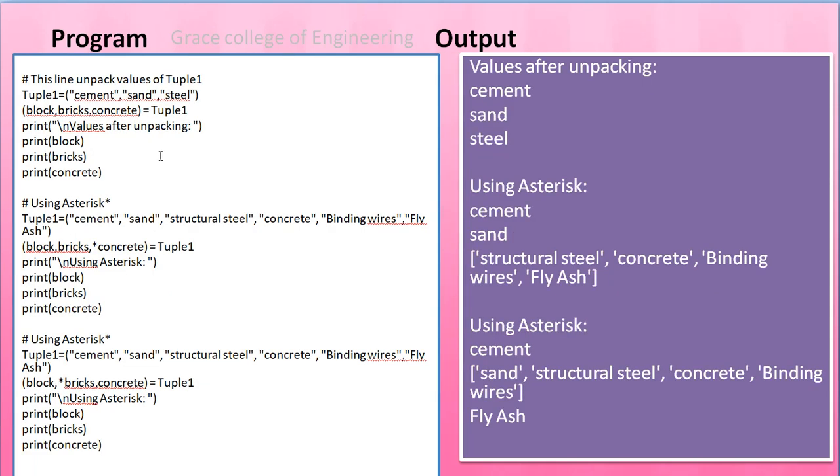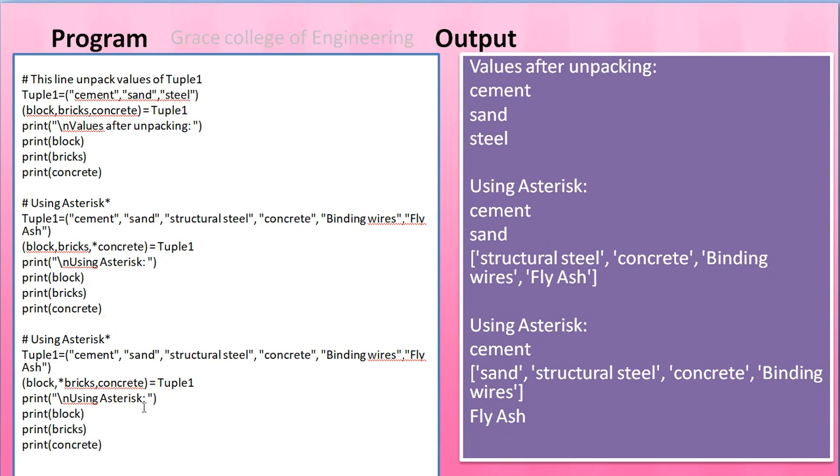The next, packing and unpacking. For unpacking, first the tuple with the variables is created and then all the elements stored in the tuple are unpacked based on that. So the block is assigned to cement, bricks is assigned to sand, concrete is assigned to steel. That will be executed. And using the asterisk, the same operation is executed.